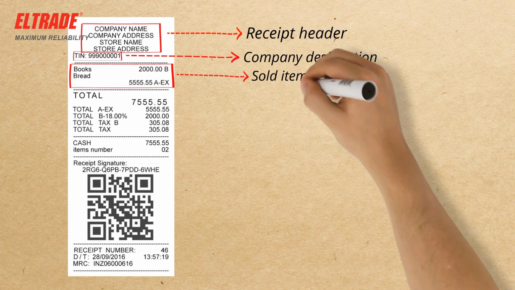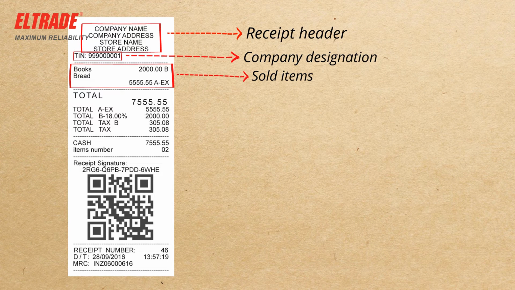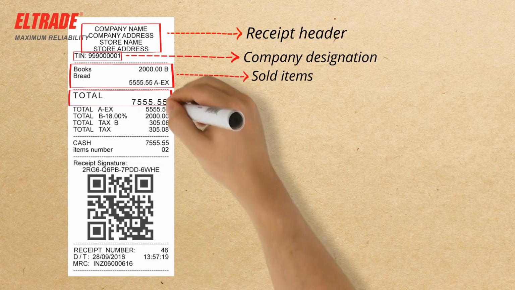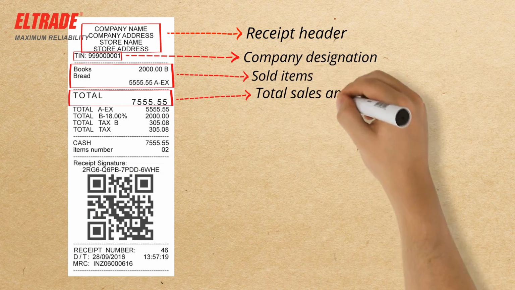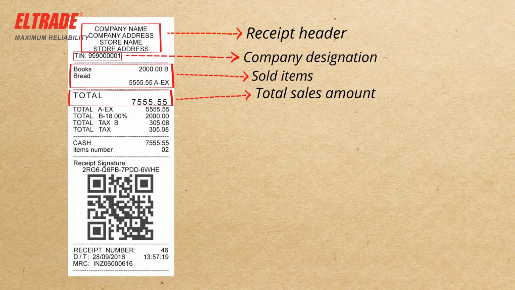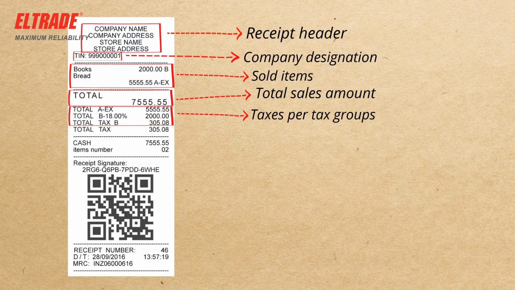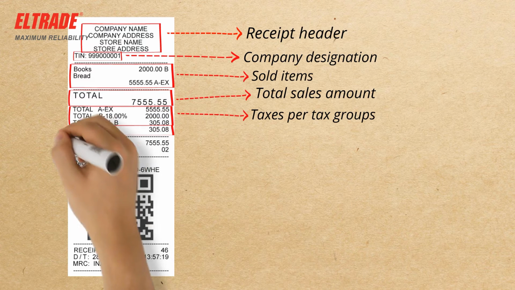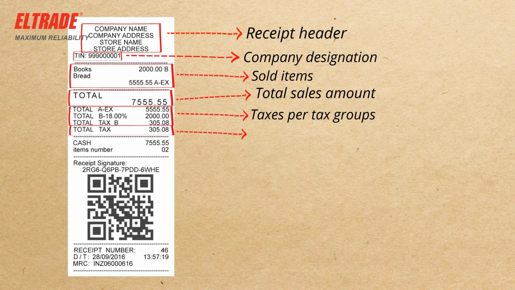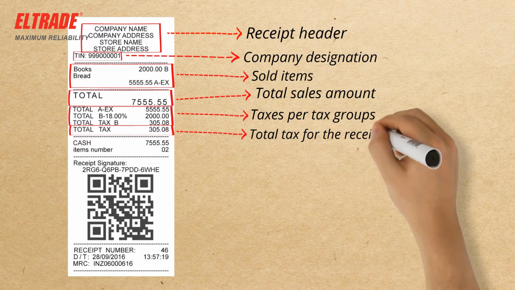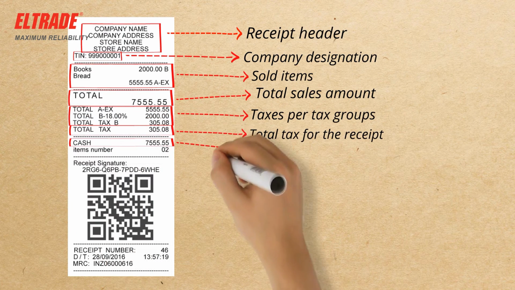Sold items. This field includes all items sold with the current receipt. Additionally, it indicates the single unit prices, sold quantities, and total sales amount per each item. There can be also information for any voided items or other incomplete sales. Total sale amount contains the total amount for all sold items excluding the voided ones. Taxes per tax groups. This field includes all tax amounts separated by the applicable tax groups. Total tax for the receipt indicates the total tax amount for the receipt.